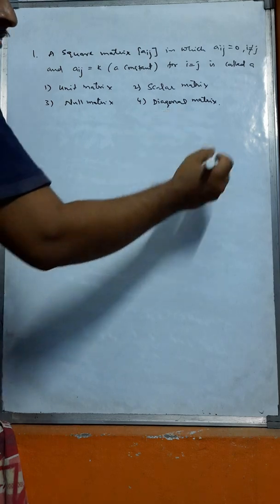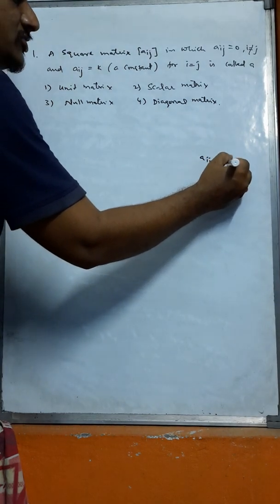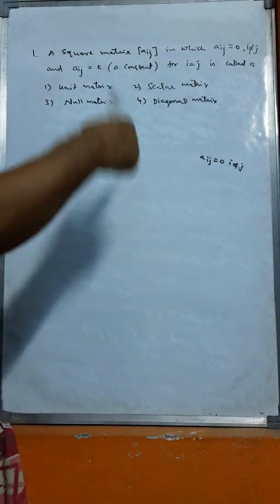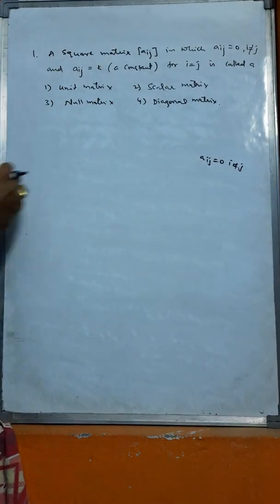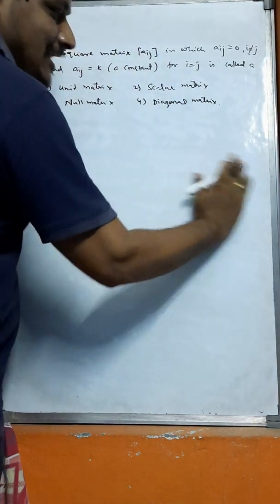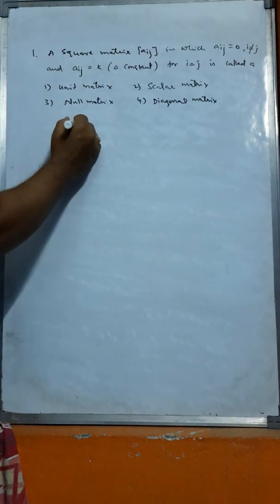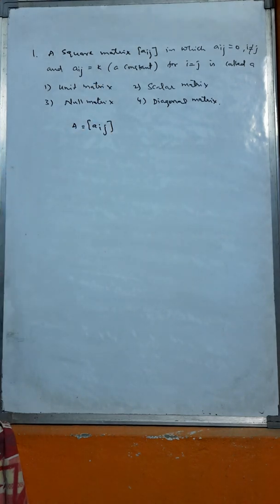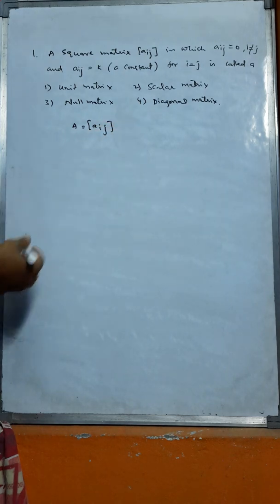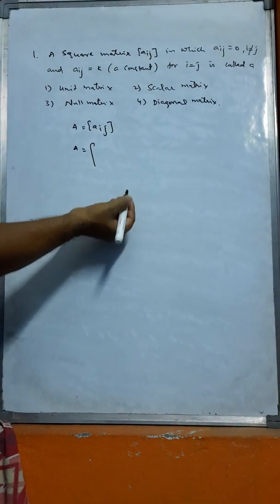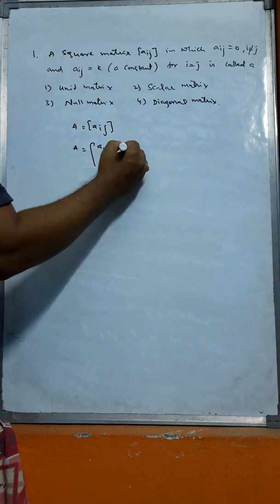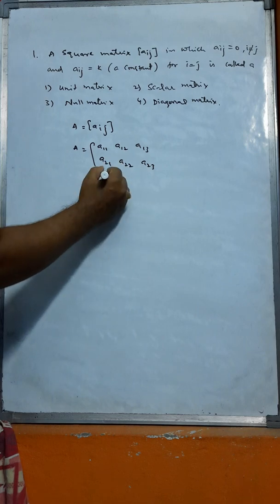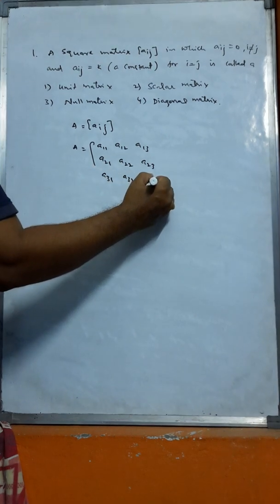Diagonal matrix means Aij equal to 0, i is not equal to j. If the principal diagonal elements of a diagonal matrix are equal, then we say that it is a scalar matrix. Now we have to take A equal to Aij. The order is not given, so I am taking, for example, a 3 by 3 matrix. That is A11, A12, A13, A21, A22, A23, A31, A32, A33.